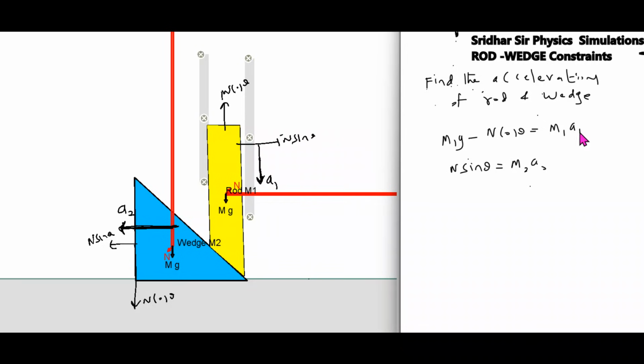How many unknowns are there? A1, A2 and the normal contact. Three unknowns are there, but two equations. We need one more equation. That is the basic constraint equation.